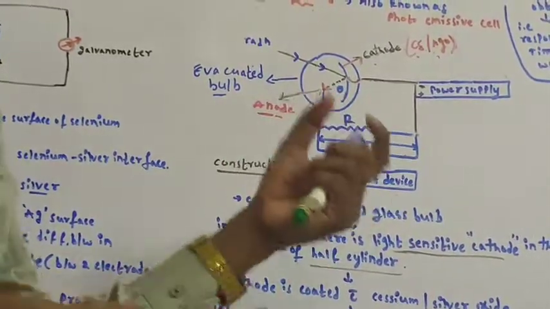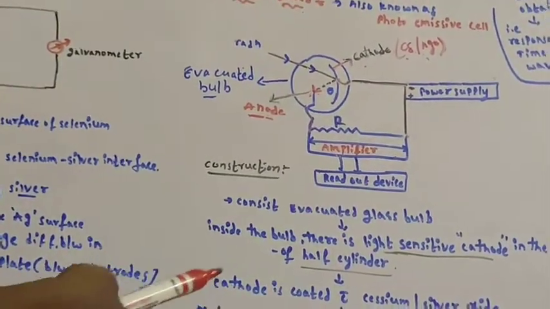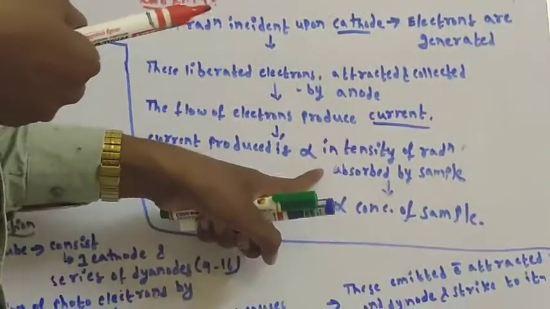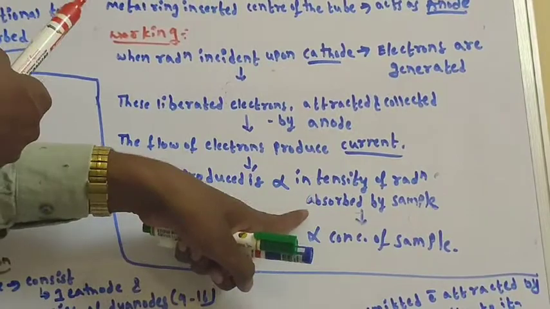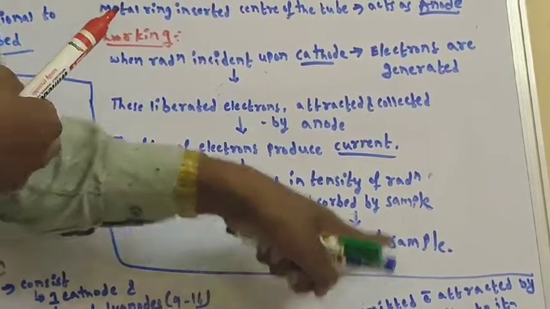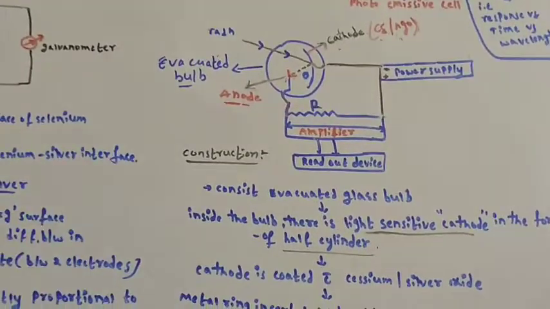If you measure the intensity of radiation absorbed by the sample, that measurement is directly proportional to the concentration of the sample. This is the phototube.